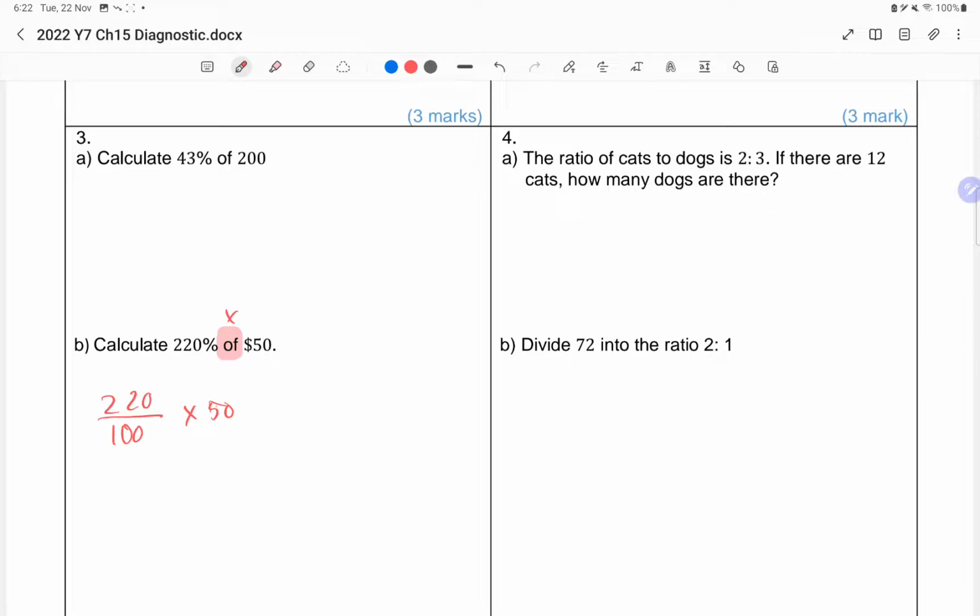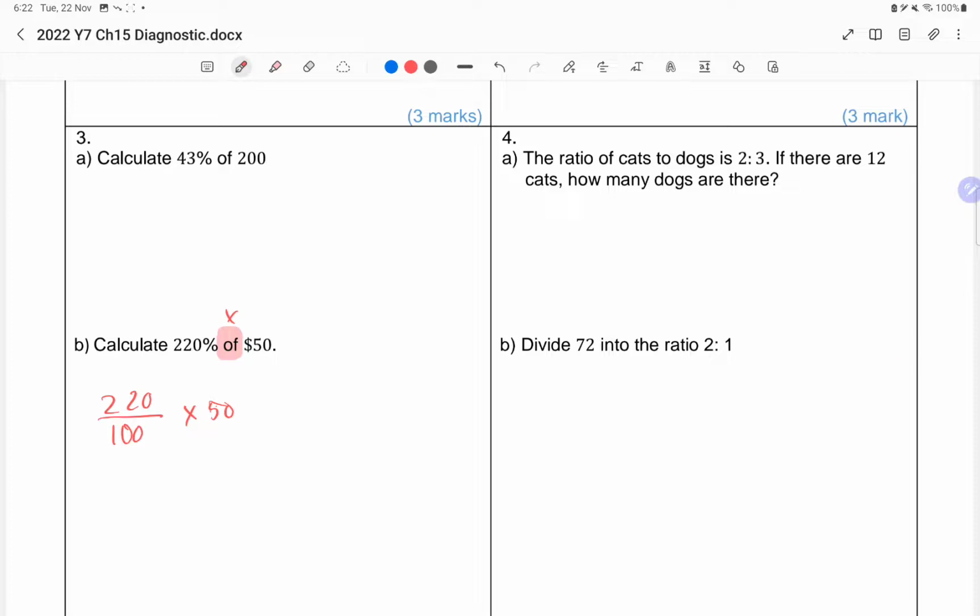No. Wait, hold up. So 100% of $50 is $50, and then 200% is $100. Now 20% of 50. Find 10% and times by 2. What's 10% of 50? 10% of 50 is 5. Times by 2, that's 10. So $110. I got 105. I think you calculated the 20% wrong. Okay, yeah, I did. Or you can do it this way.